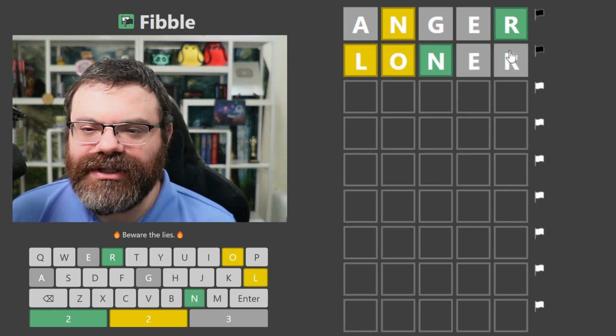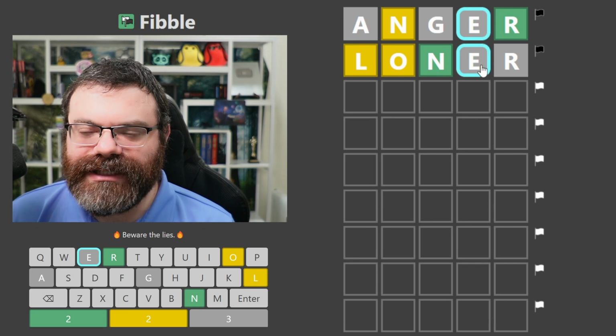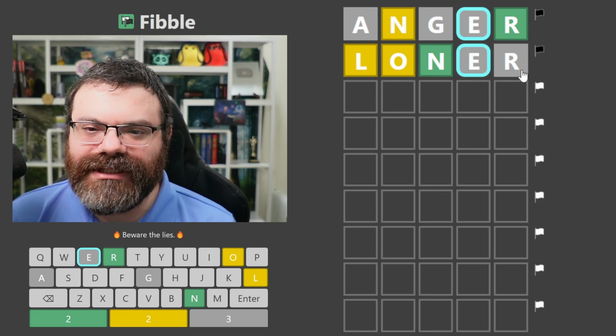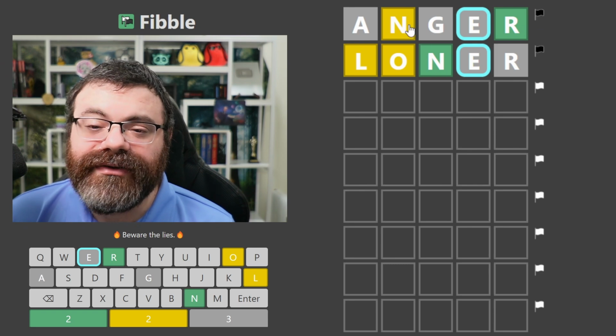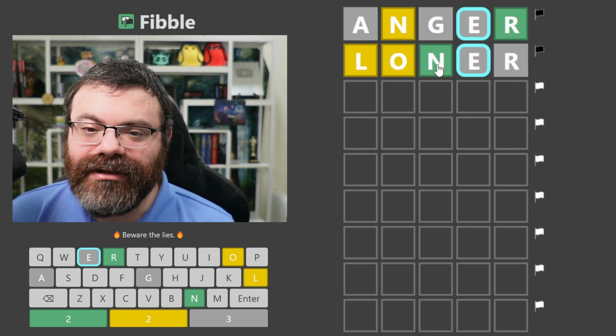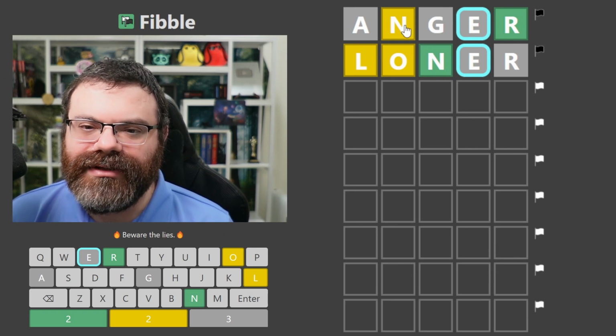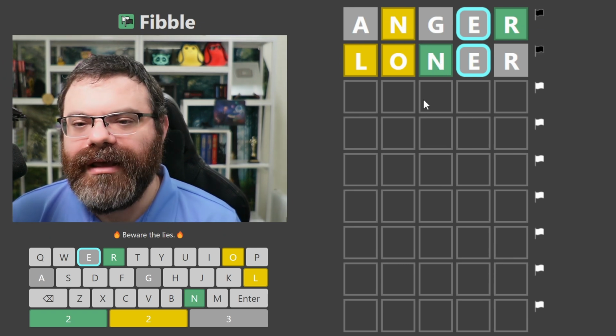All right, there's a lie between these two R's, which means these E's have to be telling the truth because they can't both be lying. We only have two lies total. One of them's these R's. That also means there is an N in the word, but one of these N's could still be lying technically. We just don't know which one. But if it's lying, it's the other yellow or green. So this would be lying as green, or this would be lying as yellow.